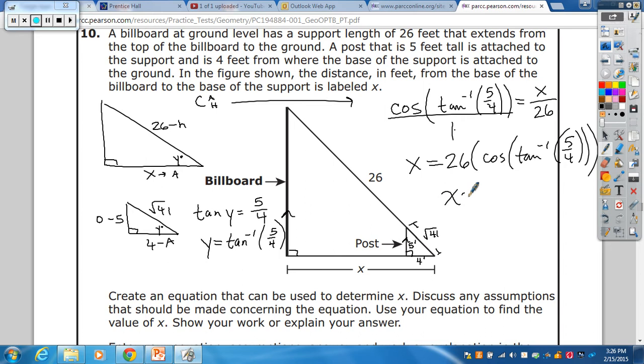And again, you're going to get approximately 16.2 feet when you work that out in your calculator. So either way is acceptable. I think the first way is probably a little bit more easily understood, but after we get through the trig, you'll probably understand that way just as well, either way.